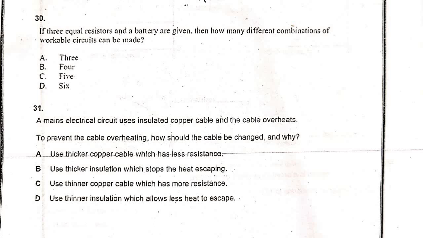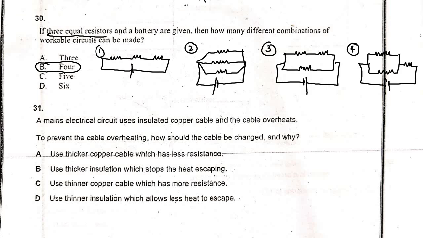If three resistors and a battery are given, how many different combinations of workable circuits can be made? So with the help of three equal resistors, we can make 4 different combinations of circuit. In the first combination all three resistors are in series, in the second all three are in parallel, in the third, 2 resistors in series are connected in parallel with the third one, and in the fourth, 2 parallel resistors are connected in series with the third one. So these 4 different types of combinations can be formed.